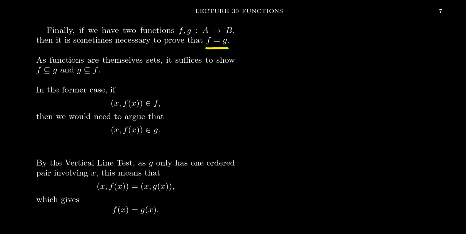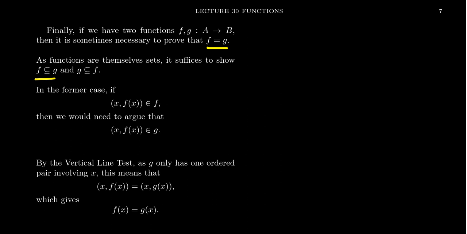What does it mean for two functions to be the same? Well, functions are themselves sets because they're relations. Relations are sets of ordered pairs. So to show that two sets are equal to each other, you show that they're subsets of each other. So G equaling F means that F is a subset of G and G is a subset of F. That might feel weird when you're talking about functions, but functions are relations and relations are sets. And sets can be subsets of each other.